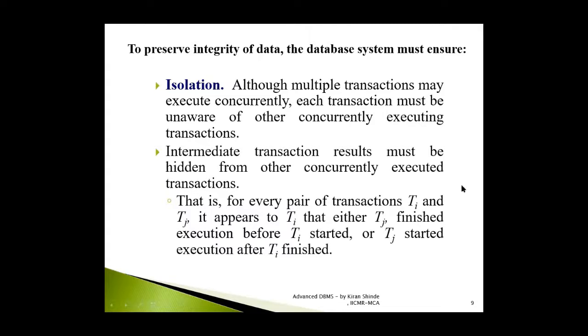Intermediate transaction results must be hidden from other concurrently executed transactions. So let us put it in other words. That is, for every pair of transactions Ti and Tj, it appears to Ti that either Tj finished execution before Ti started, or Tj started execution after Ti finished. It means both Ti and Tj feel that they are not getting disturbed by any other transaction, and they are smoothly continuing their execution and completing it successfully. So that is the assurance which we get through this isolation property of ACID.